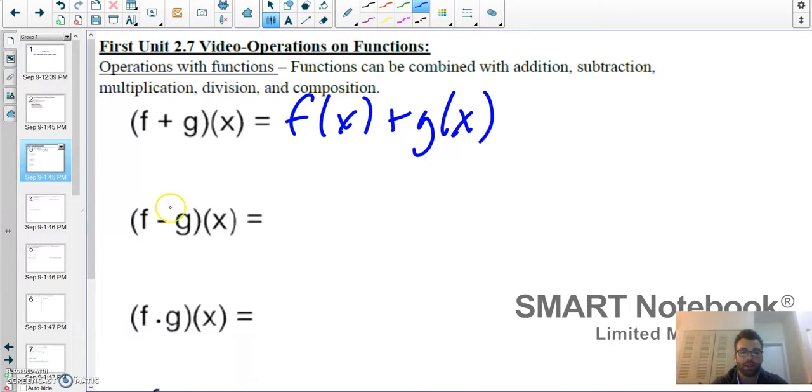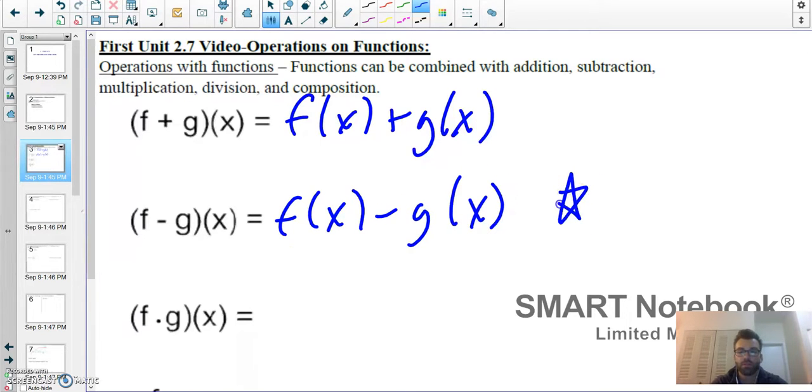Here again, we're not multiplying, we're subtracting our two functions. The important thing about this one, when subtracting, remember that order matters. If f comes first, then you must write f first.